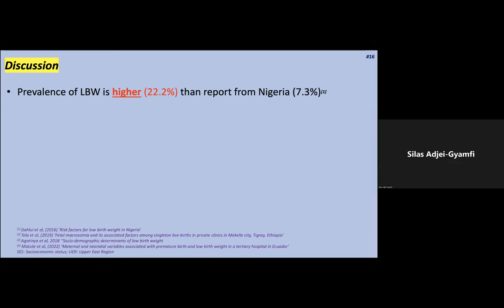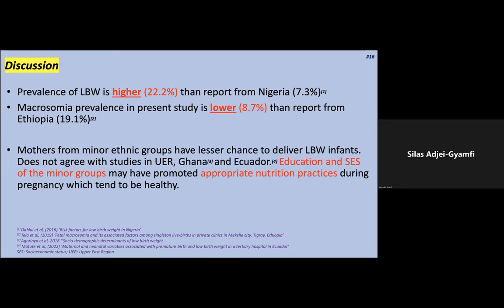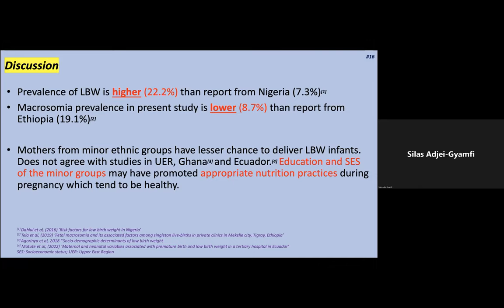Discussion. The prevalence rate of low birth weight is higher than a report from Nigeria. And also the prevalence of macrosomia in this study was lower than a report from Ethiopia, which was about 19.1%. Mothers from minor ethnic groups, that is the other ethnic groups, had a lesser chance to deliver low birth weight children. This is not in agreement with a study in the Upper East region of Ghana and Ecuador. It was noted that education and socioeconomic status of minor groups may have promoted appropriate nutrition practices during pregnancy, which tend to be protective against low birth weight children.